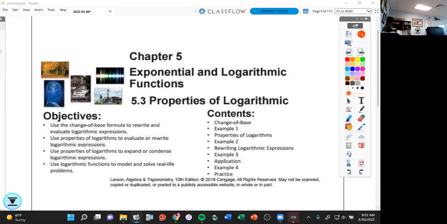We're going to use properties of logarithms to evaluate or rewrite log expressions, use properties of logarithms to expand or condense log expressions, and use log functions to model and solve real life problems.